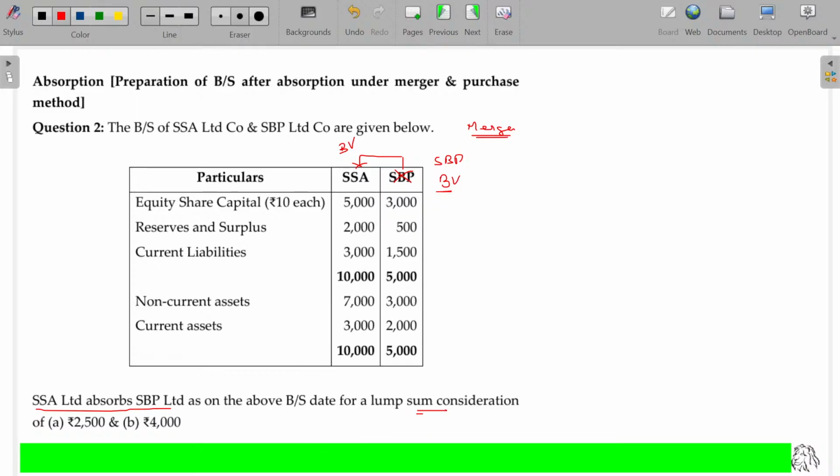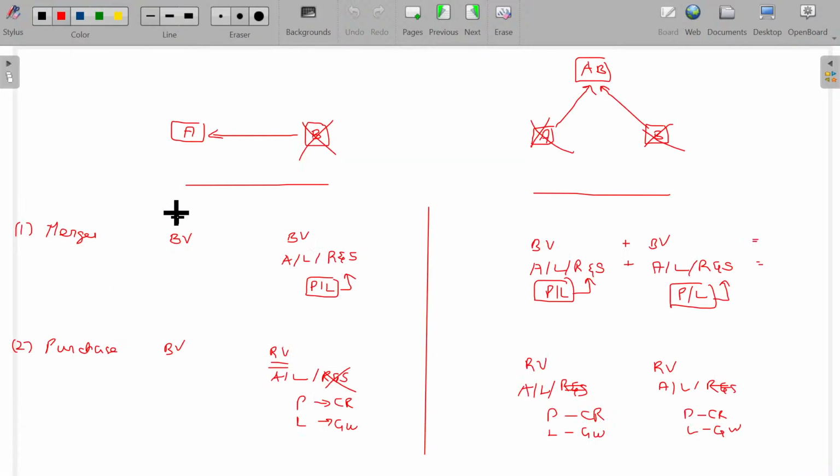Consideration being 2,500, in scenario A we assume that the consideration is 2,500 rupees. In this case, equity share capital being 3,000, for them we offer only 2,500. As we pay less than their equity share capital, there is a gain. That gain will be added to this one. So this becomes 1,000. Leaving that, all the assets and liabilities will be recorded at which value? Book value. Under merger method, A's account will be shown at book value. B's account will be shown at book value.